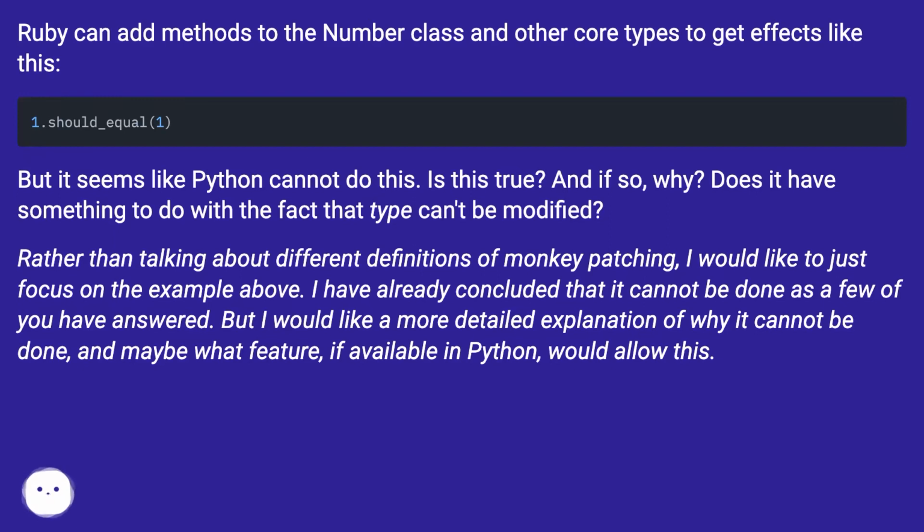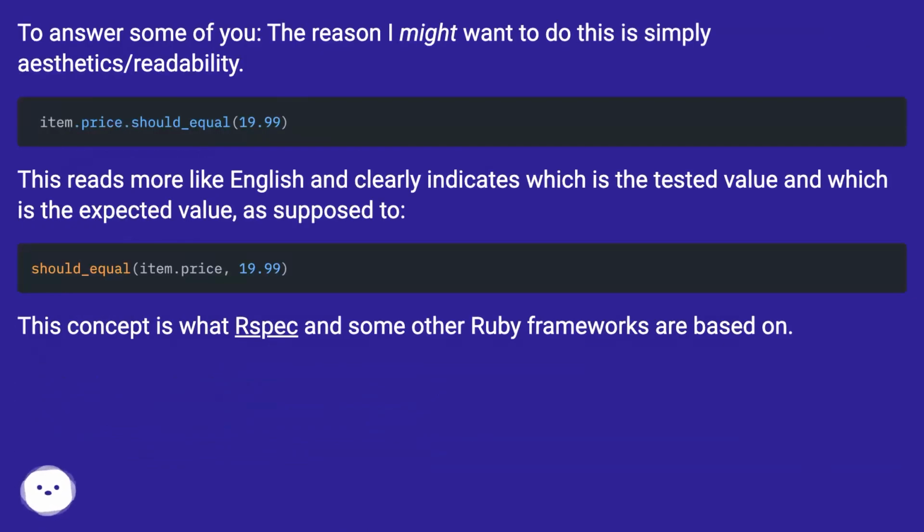Rather than talking about different definitions of monkey patching, I would like to just focus on the example above. I have already concluded that it cannot be done, as a few of you have answered. But I would like a more detailed explanation of why it cannot be done, and maybe what feature, if available in Python, would allow this. To answer some of you, the reason I might want to do this is simply aesthetics/readability. This reads more like English and clearly indicates which is the tested value and which is the expected value, as opposed to the other way around. This concept is what RSpec and some other Ruby frameworks are based on.